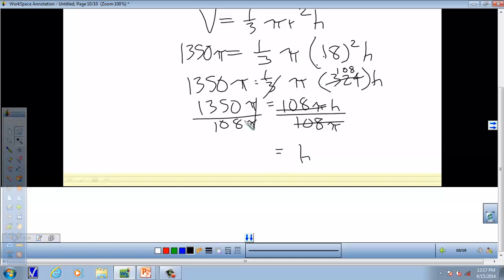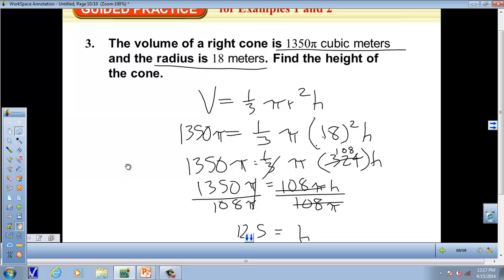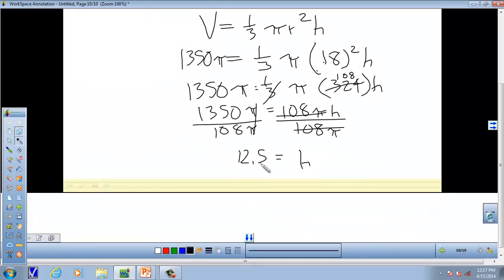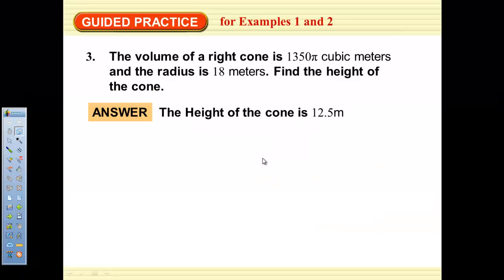So really all we're doing here is dividing 1350 by 108. So if we do that, we get 1350 divided by 108, and we get 12.5. If you do this with the pi's in there, it may end up coming out to be something like 12.499 or something like that. The units here are meters. Okay, and there's the height, and we're done.